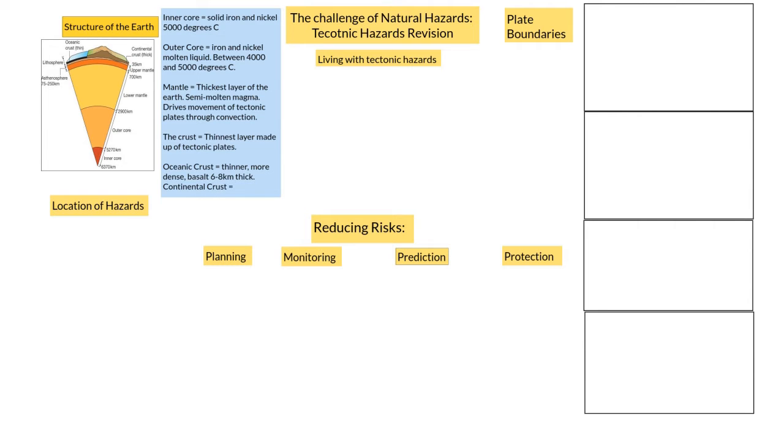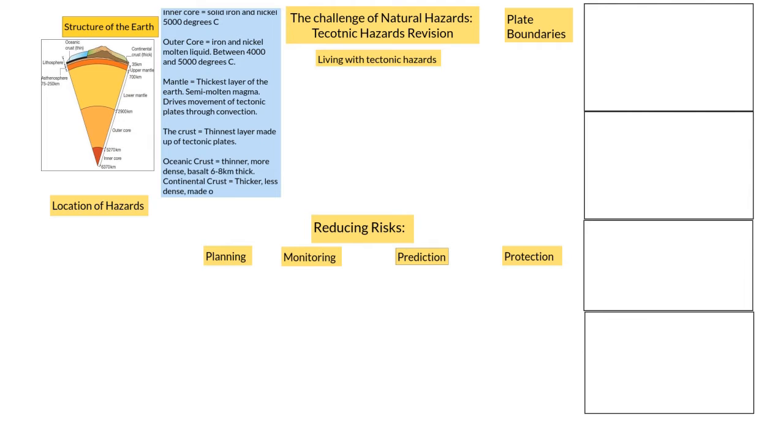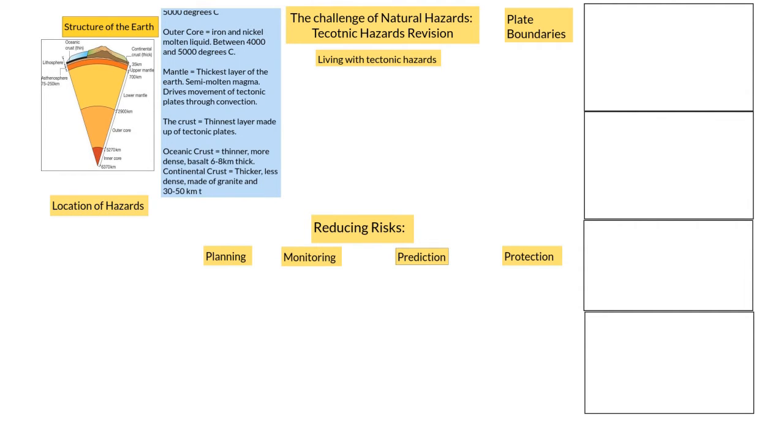Now our oceanic crust is between 6 to 8 kilometers thick, whereas our continental crust is between 30 to 50 kilometers thick. It's these different types of crust that cause the 4 different plate boundaries and what happens at them to occur. So let's have a look at plate boundaries.